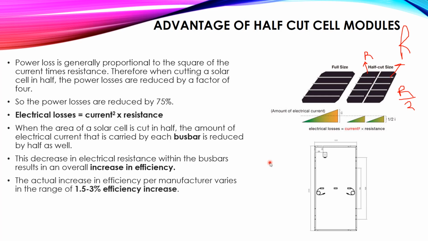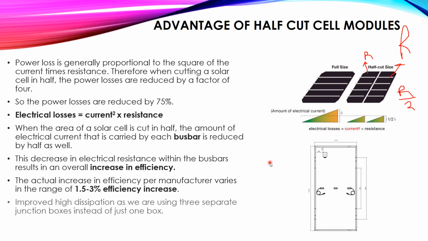So the actual increase in the efficiency per manufacturer varies in the range between 1.5 to 3% efficiency increase. So as an example, if we have a monocrystalline with 18% efficiency, then the new efficiency will be 19.5 up to 21%. Okay, so this is a large increase in efficiency, and there is no difference here. You have the same panel with the same power, just cutting it in half will provide you more efficiency in your own system.